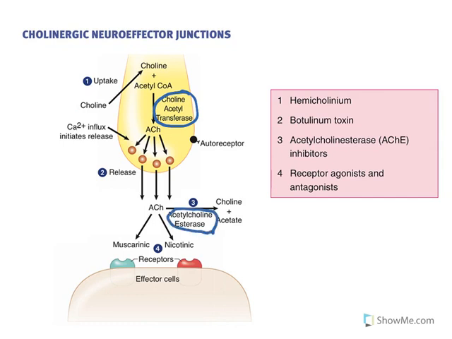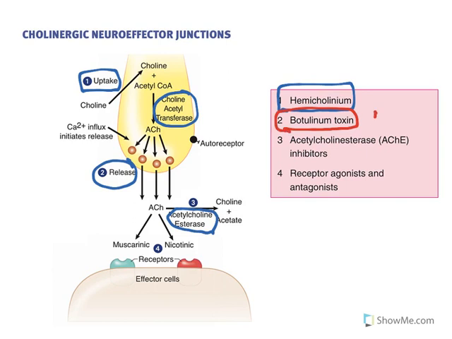Now look at them. The first step, uptake of choline into the neuron, is inhibited by hemicholinium. The second one, the release of acetylcholine, is inhibited by botulinum toxin. Food poisoning is caused by botulinum toxin. In this food poisoning, the bacteria release botulinum toxin, which inhibits the release of acetylcholine. When the release is inhibited, gastric secretions and motility are inhibited, and that results in diarrhea.